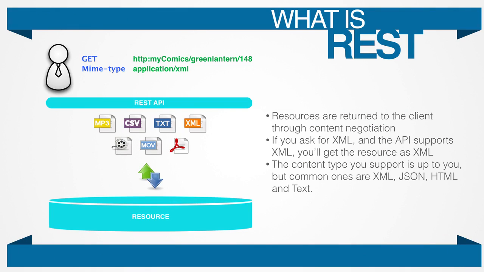Resources are returned in the form the client requests. This just means you can ask for a resource in the format you want, and if the REST API supports it, you'll get the resource in that format. For example, if you ask for the resource as XML and the API can represent your resource as XML, the API will return your resource as XML. This is called content negotiation, and we'll cover it in depth soon.